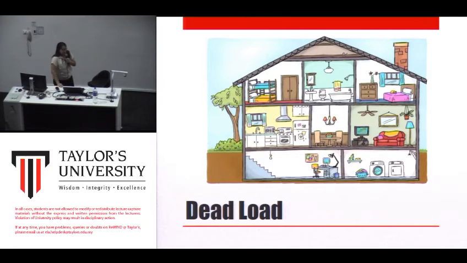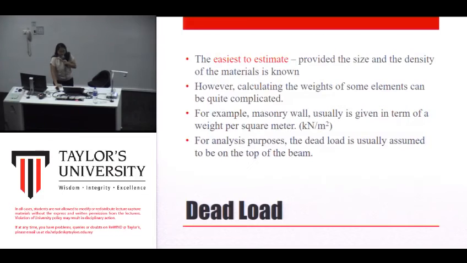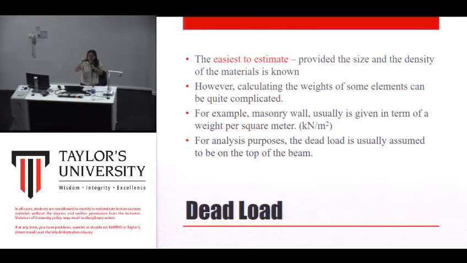So this dead load is actually the easiest to calculate. Why? Because we have all the dimensions. We apply flooring onto the floor, so we know how much mortar we have to put in. We know the weight of the floor tiles or whatever material you are using, isn't it? So dead load is actually the easiest to calculate, provided you have the size and the density of the material. Usually, the density of material will be provided by the supplier. All right?